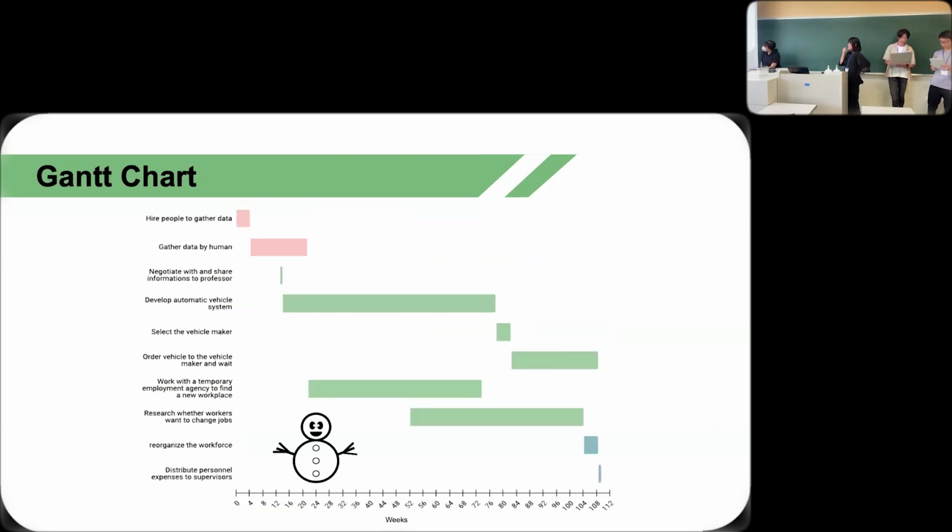And next, let's talk about Gantt chart. First, we have to gather data to make vehicle, and next, develop automatic vehicle system and work with temporary employment agency to find a new workplace. These steps took a long time period. And when approaching the end of the project, we conduct a survey to workers. And finally, we recognize the workforce and distribute personal expenses to supervisors.